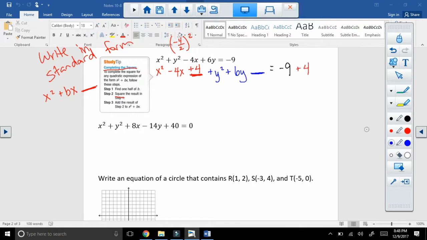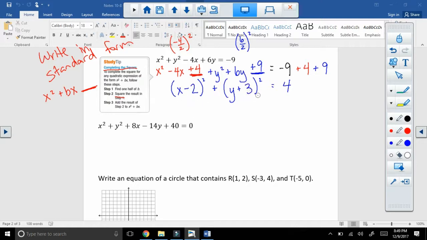For this next one, half of b, so 6 divided by 2 is 3, and 3 squared is 9. So again, I can't just add 9 to the left side, I have to add it to both. Now I have this to where I can factor each of these and get this in standard form. When I add this stuff together, that's just going to be 4. When I factor this, it's going to be x minus 2, and this one's going to be y plus 3.